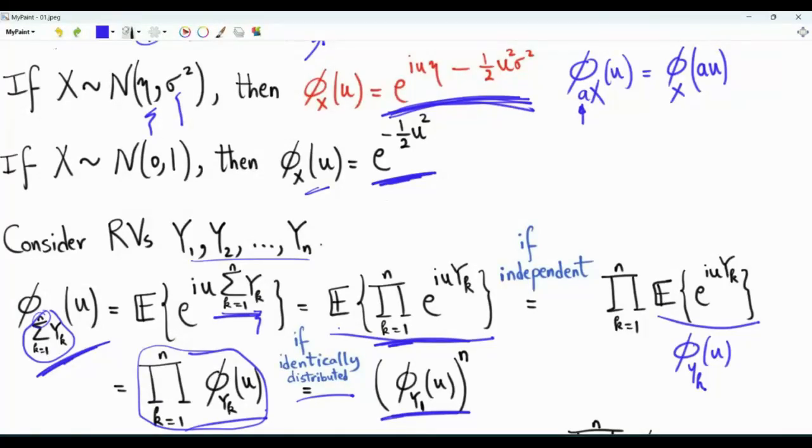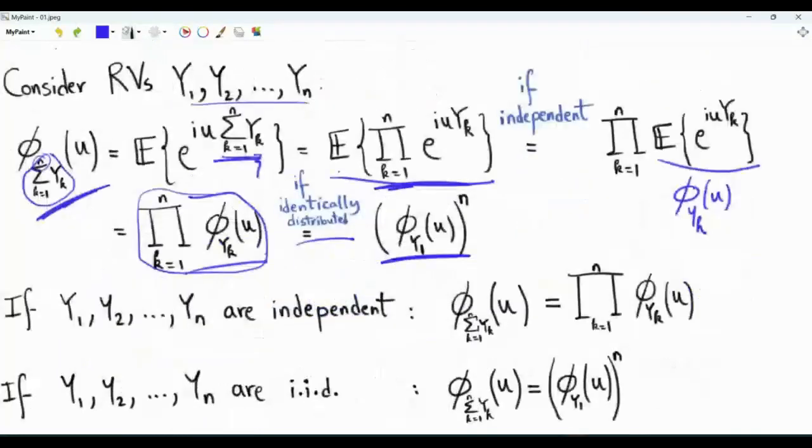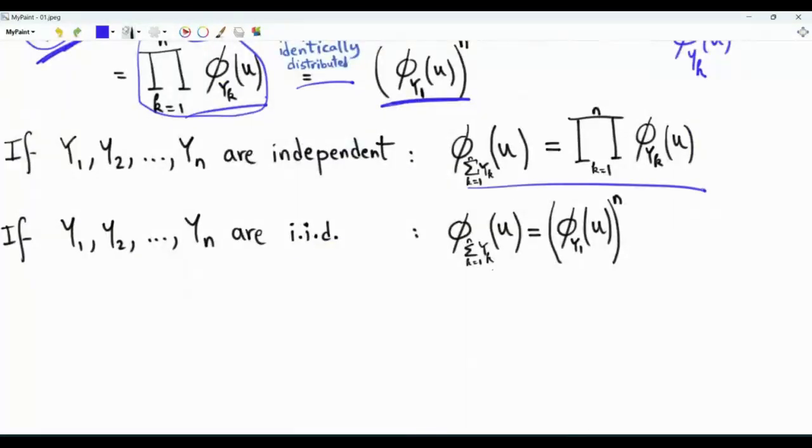Note that something like the CDF, the cumulative distribution function of a sum of random variables, may be intractable. It may be very complicated to obtain. But for a characteristic function, the characteristic function of the sum is the product of the characteristic functions if the random variables are independent, or it is the characteristic function of one of them raised to their number if they are i.i.d. This is the case of independence, and this is the case of i.i.d.